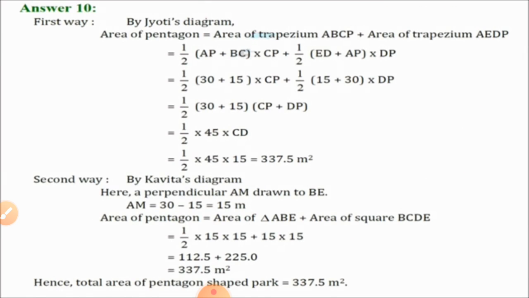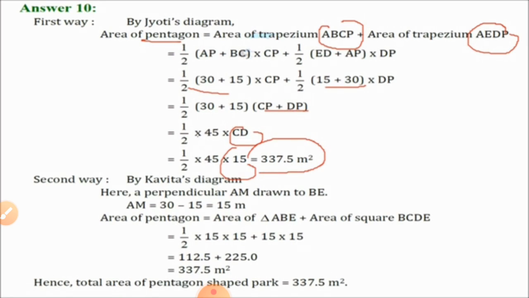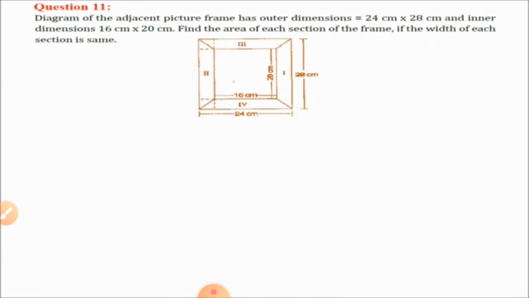See the answer here by Jyoti's diagram. The answer is 337.5 meter square. According to Kavita's diagram, the answer remains the same, 337.5 meter square. Here there are two trapeziums and both are equal, so multiply by 2. The second method is triangle and a square. Yes, my dear student, the final answer remains the same.